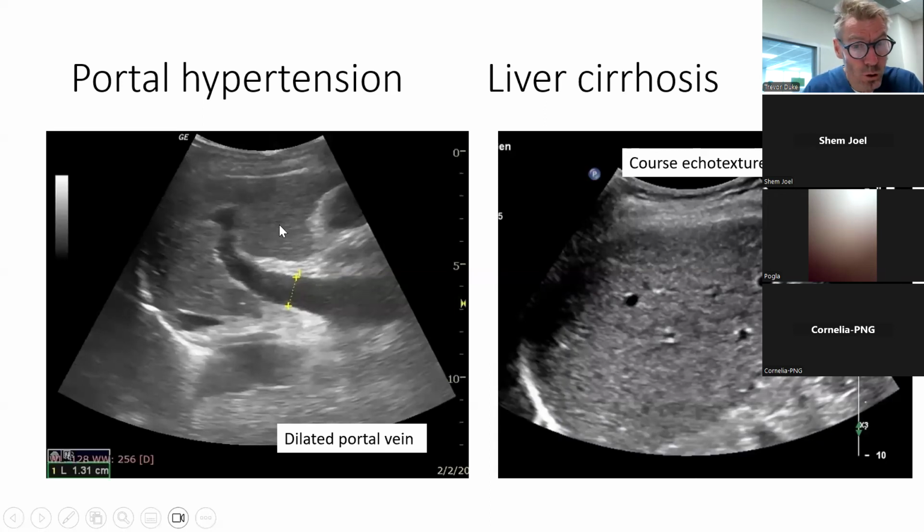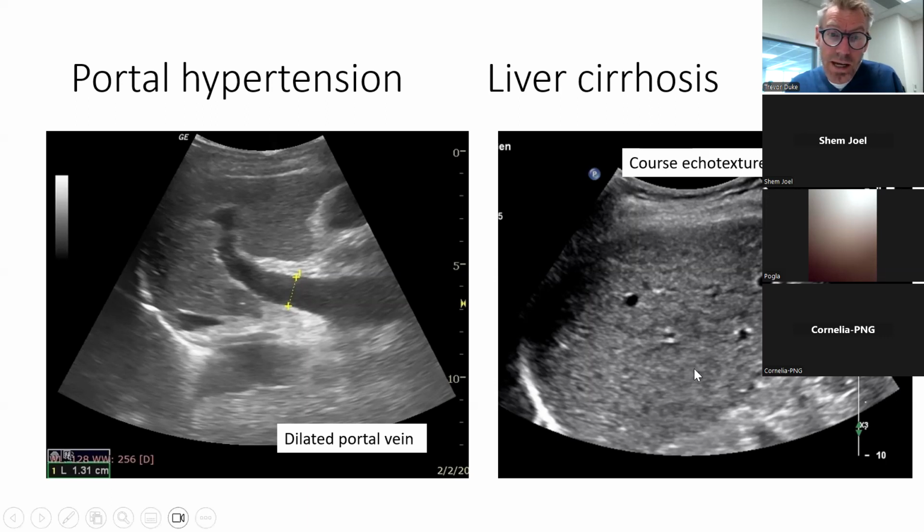And this is the normal architecture of the liver, but the portal vein is dilated. So there's something wrong with the liver or something wrong with the portal vein leading to a widely dilated portal vein. And in the setting of a child who had a large liver and a large spleen, that would be consistent with portal hypertension. This child also had portal hypertension, but it was related to liver cirrhosis.